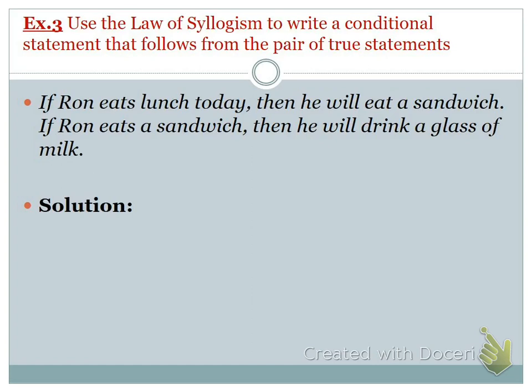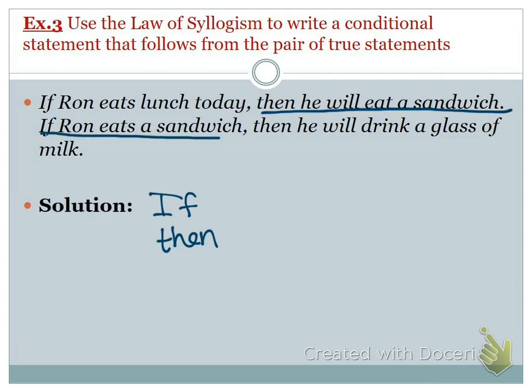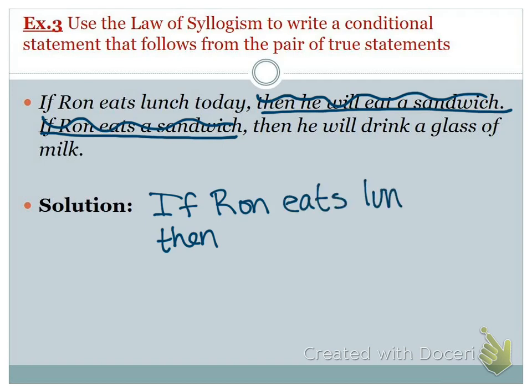So we are writing an if-then statement about what's happening here. The whole idea here is to cut out the middleman, or what's in common, the overlap. So where do these statements overlap with each other? Hopefully you're seeing that they overlap where they say that he will eat a sandwich at the end of the first statement and the beginning of the second statement. Both of them saying he will eat a sandwich. So we take those out, and if those are gone, then our statement would read, if Ron eats lunch today, then he will drink a glass of milk.